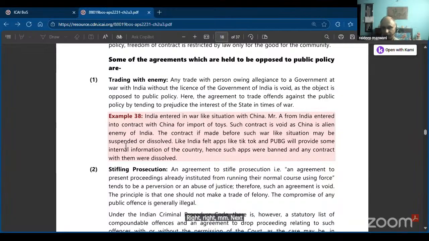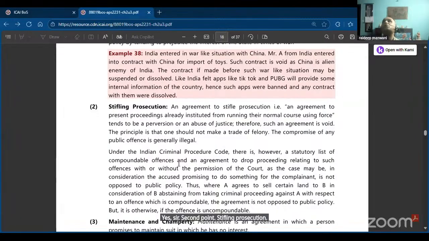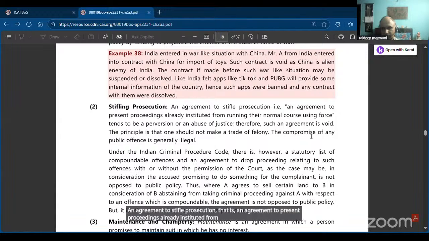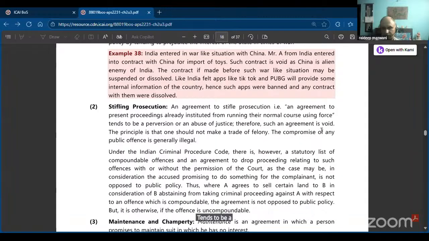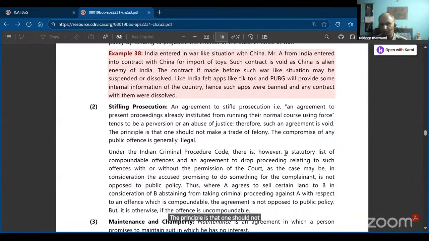Next. Second point, stifling prosecution. An agreement to stifle prosecution, that is, an agreement to prevent proceedings already instituted from running the normal course using force, tends to be a perversion or an abuse of justice. Therefore, such an agreement is void. The principle is that one should not make a trade of felony. The compromise of any public offense is generally illegal.